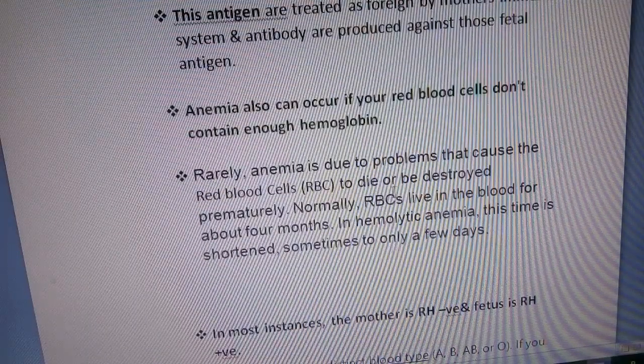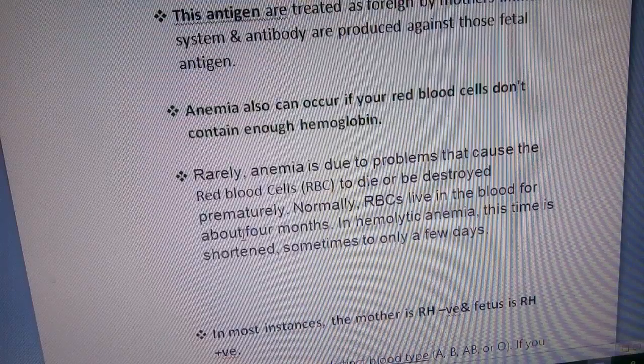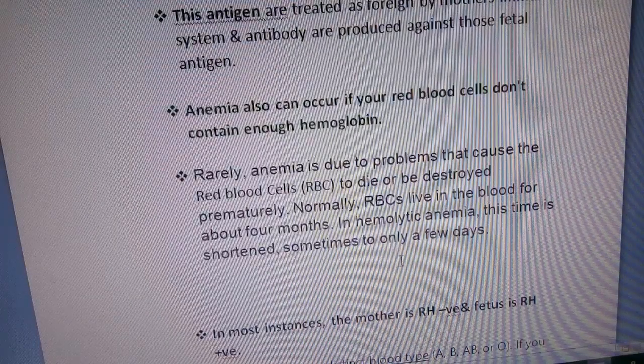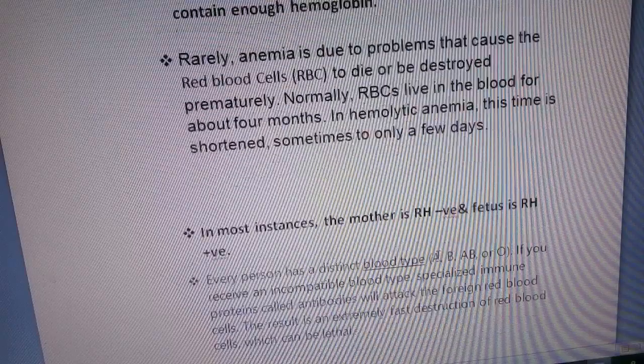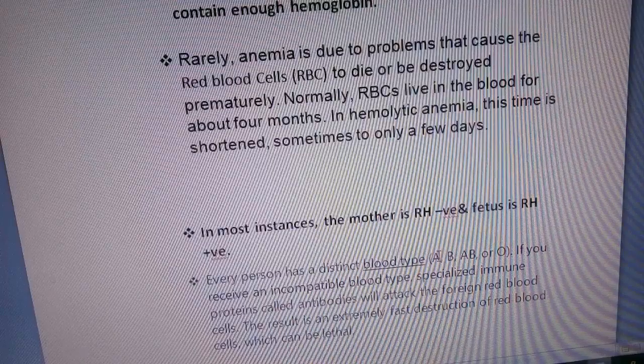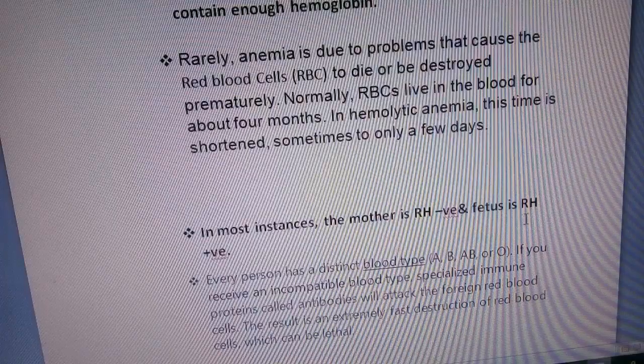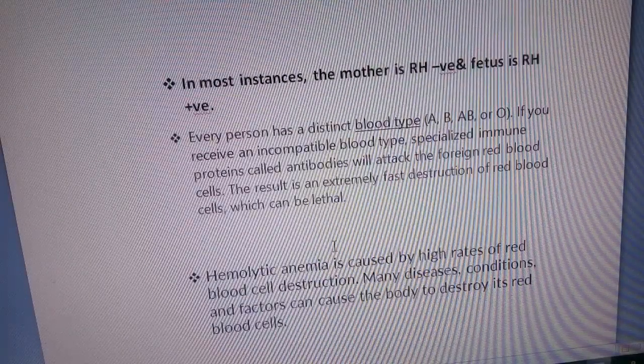Rarely, anemia is due to a problem that causes the red blood cells to die or be destroyed prematurely. Normally, RBCs live in the body for about 4 months. In hemolytic anemia, this is shortened, sometimes to only a few days. In most instances, the mother is Rh negative and the fetus is Rh positive.